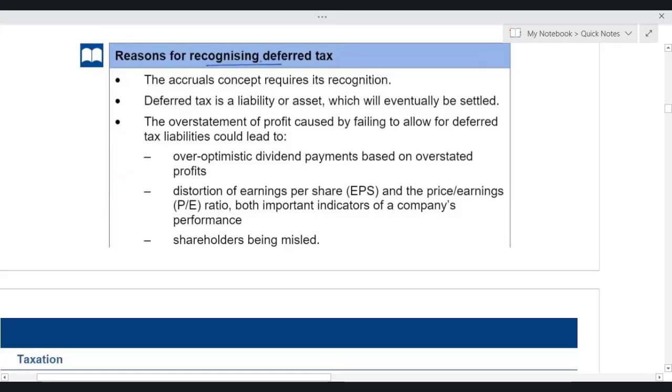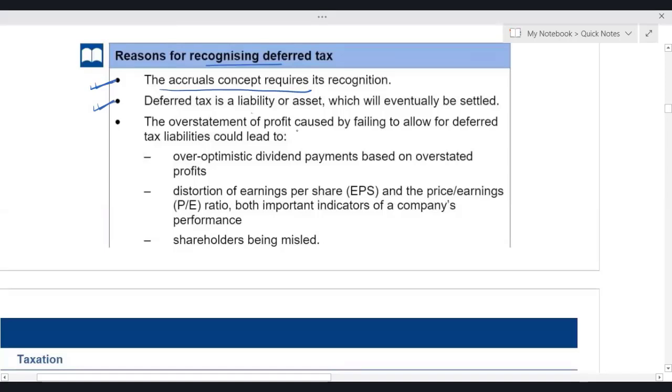Reason for recognizing a deferred tax. I think we did discuss yesterday as well. See, if you're not recognizing the deferred tax, then obviously you are providing misleading, incorrect information to the users of financial statements. Number one, the accrual concept requires its recognition, because we know that in the future we have to pay more tax. So they're just providing us the reasons. Why do we need to recognize deferred tax? One reason is the accrual. The second is deferred tax is a liability or asset which will eventually be settled. Why will it eventually be settled? Because deferred tax arises only from temporary differences. Deferred tax cannot arise from permanent differences.